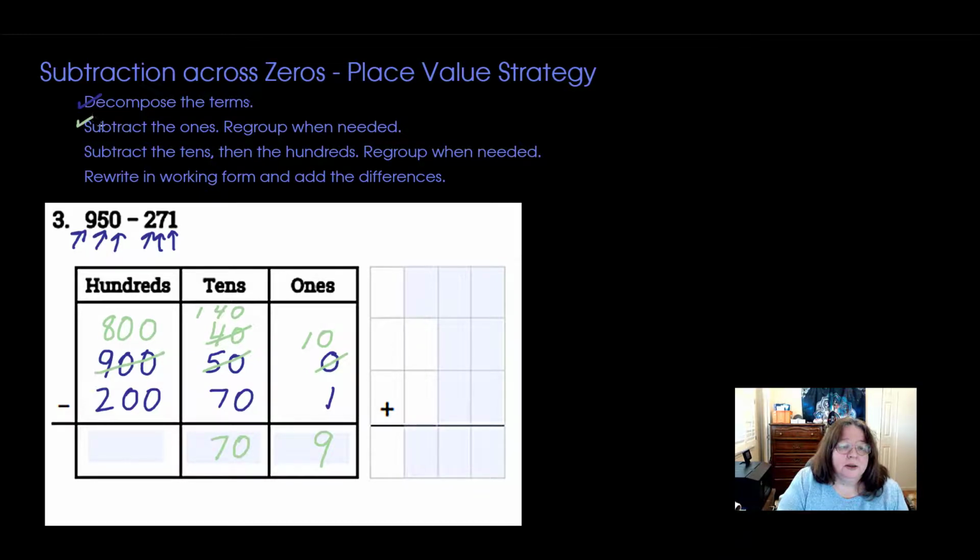So we subtracted the ones, we subtracted the tens. Oh, we need to subtract the hundreds. 800 minus 200. Well, I know that 8 minus 2 is 6, but I'm talking hundreds, and so we're going to have 600. These are our partial differences. So now we're on this last step, rewrite in working form. Let's do that. The 600 goes on top. The 70 is in the next row, and the 9 here.